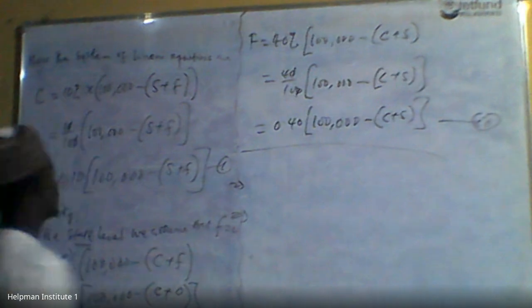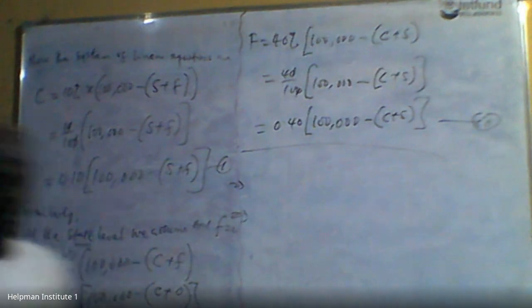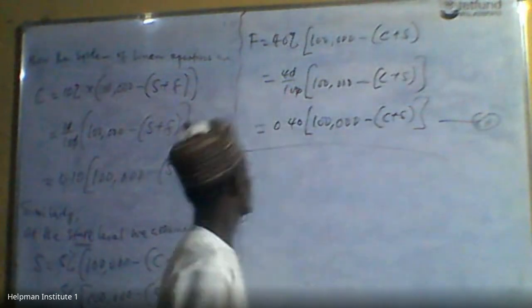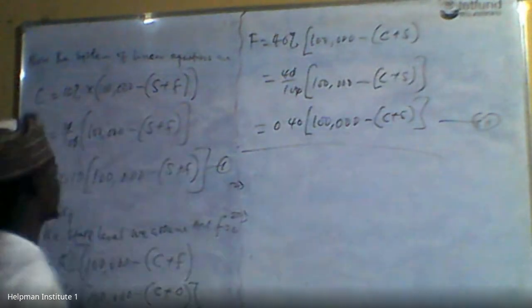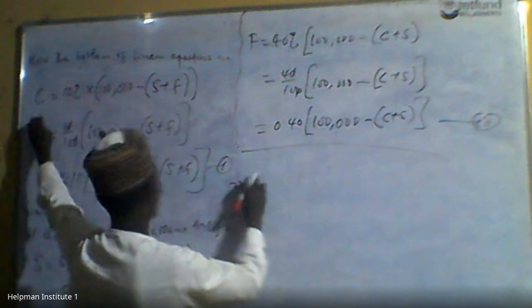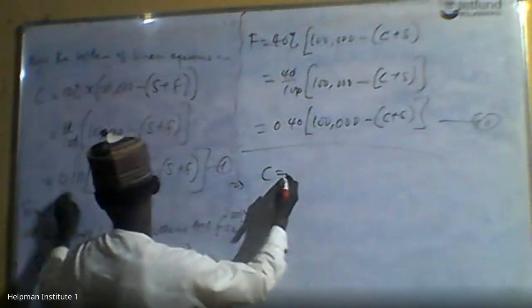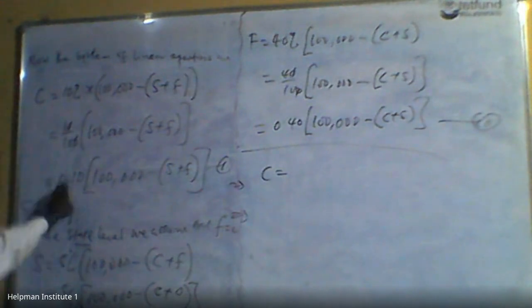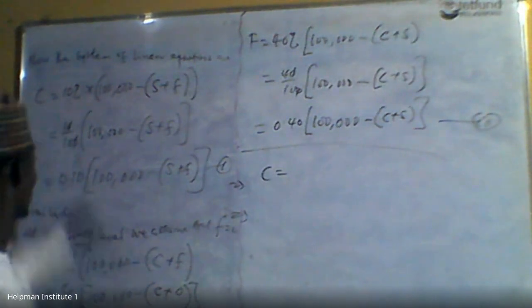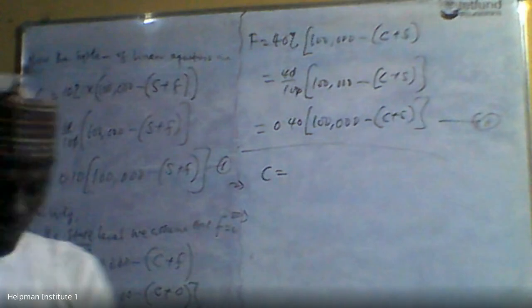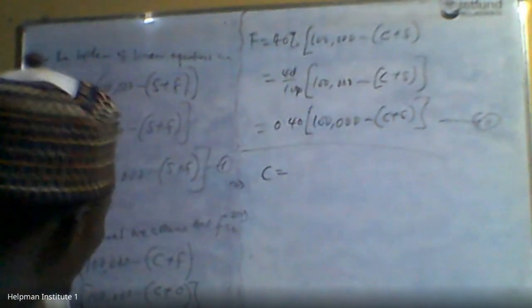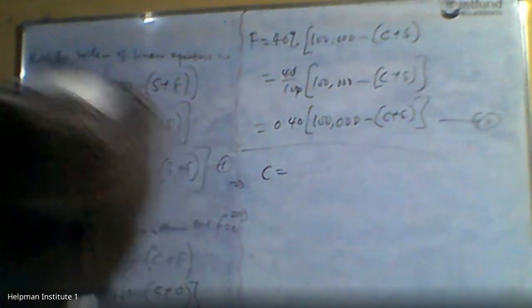So we have to further simplify this to make it look like a system of linear equations. So we start with the charitable contribution. We manipulate this, we have C equal to, we expand the bracket, 0.10 times 100,000. What do we have?